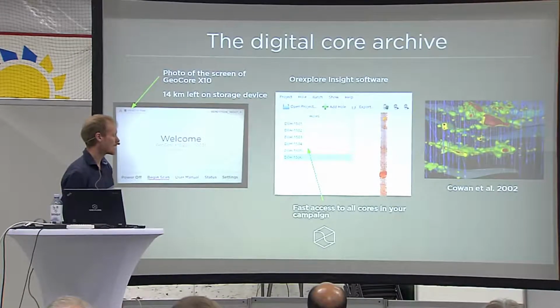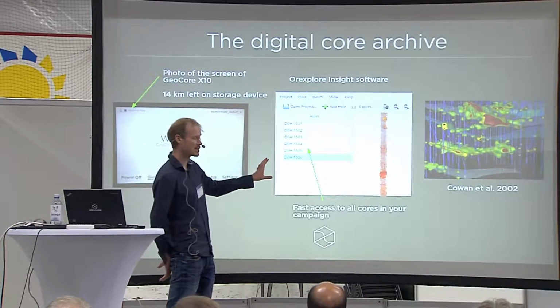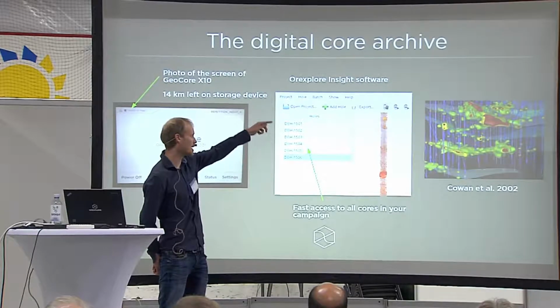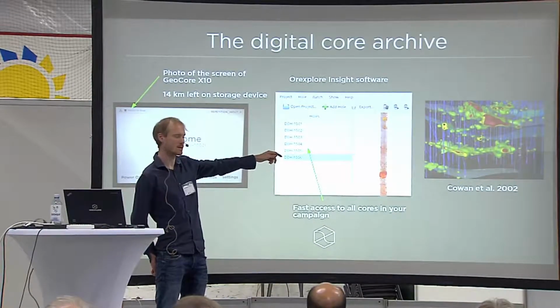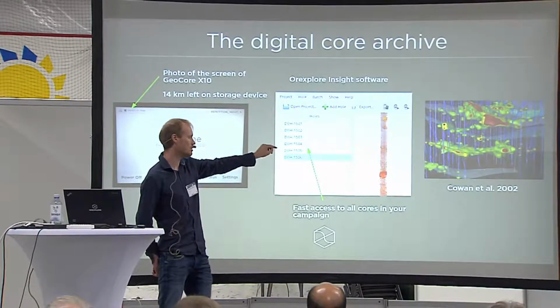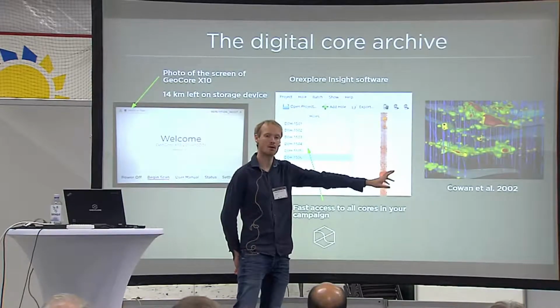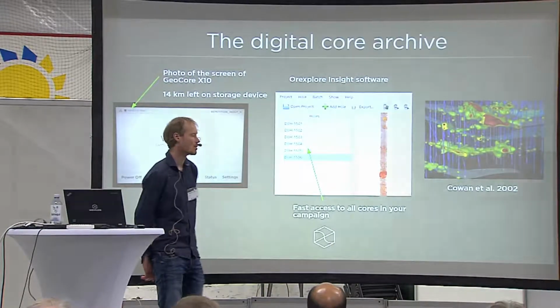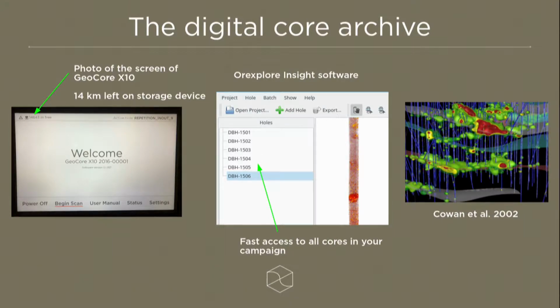And here is a part of a screenshot of the Orexplore Insight software for a project where you have a number of holes that you've drilled. Simply by clicking on one of these holes, you get the tomographic data along with concentrations for that hole. So you have fast access to all the holes in your campaign, all the cores in your campaign. And this data can of course be used in the modeling of your deposit, both the geochemical data as well as the structural data.